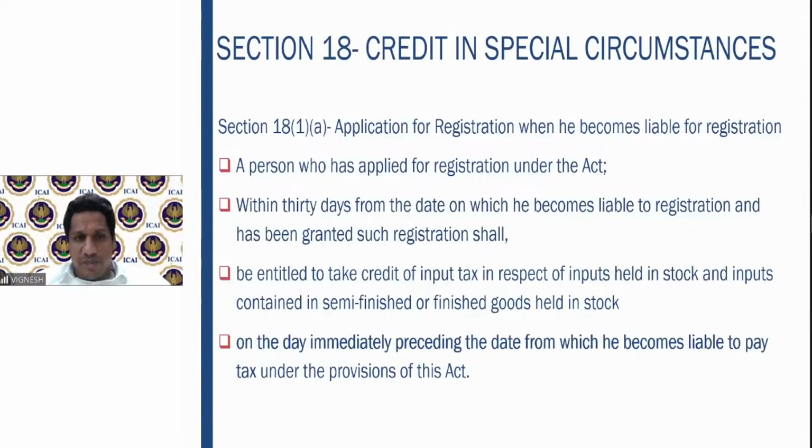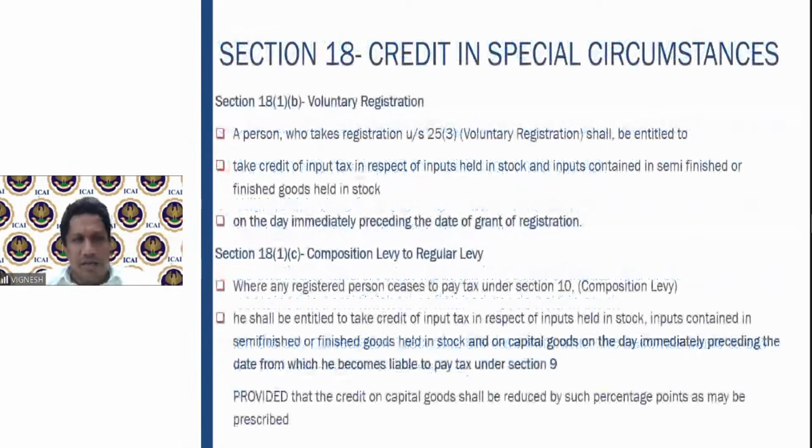Credit in special circumstances: where he has applied for registration within 30 days from which he becomes liable and been granted such registration, he'll be able to take the credit of input tax in respect of inputs held in stock and finished or semi-finished goods on the day immediately preceding the date from which he becomes liable to pay the tax. Whatever stock is there, he can claim the input tax credit.